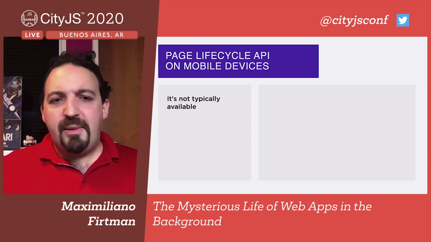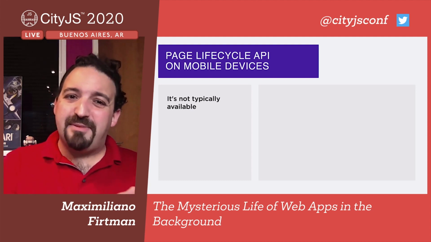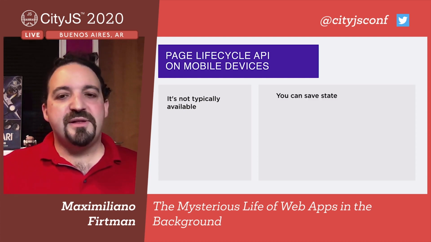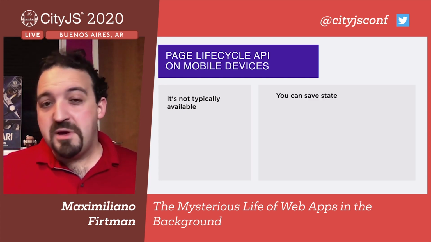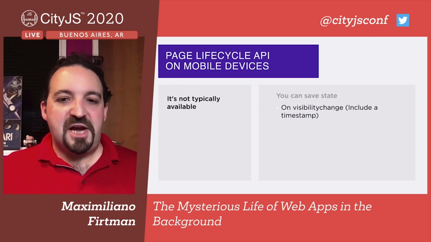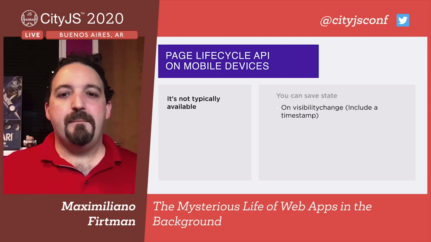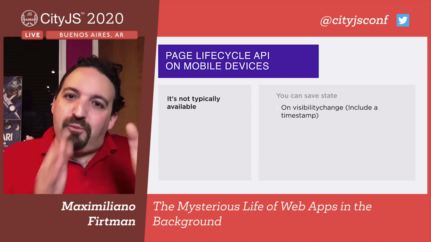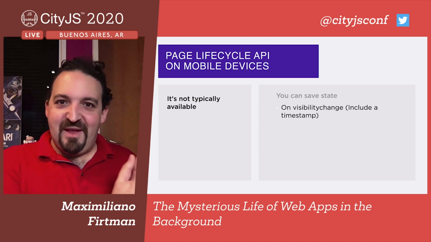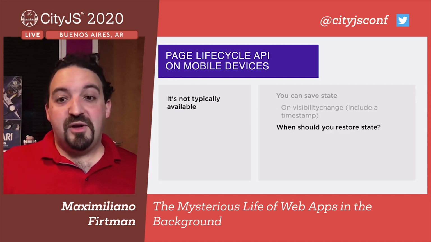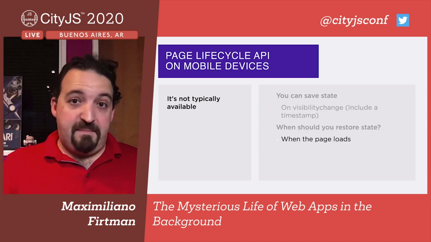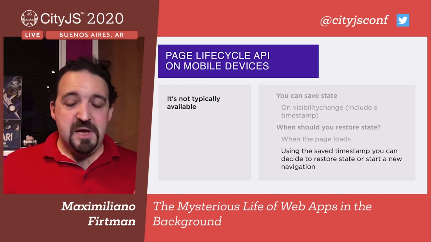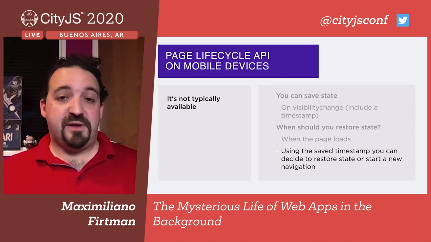So on mobile devices today, to be honest, this Page Lifecycle API, so freeze and resume, is typically not available. So if you want to be multi-platform, you can save the state on visibilitychange. That's available everywhere, visibilitychange. And you can include a timestamp in local storage, for example, of the moment at which the user went to the background. So you are going to restore the state when the page loads, and using the saved timestamp, you can decide if you want to restore the state or if you want to start a new navigation.